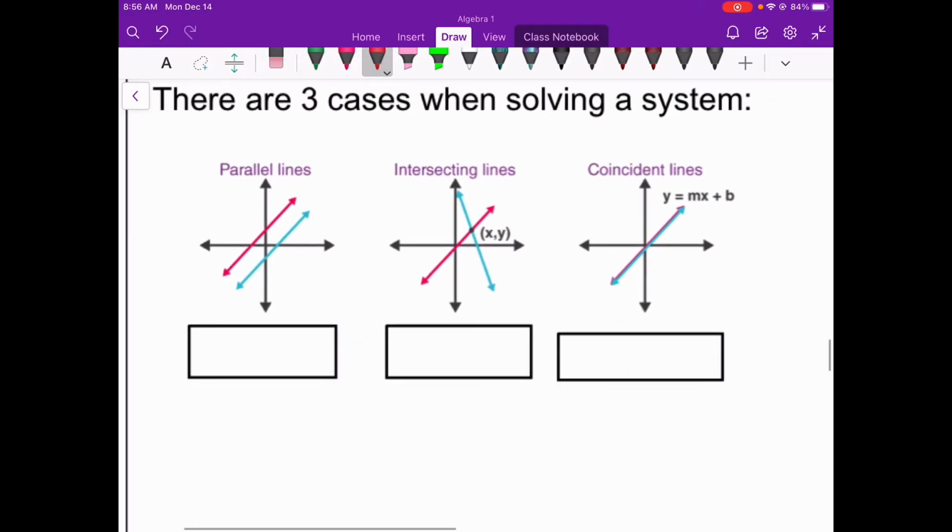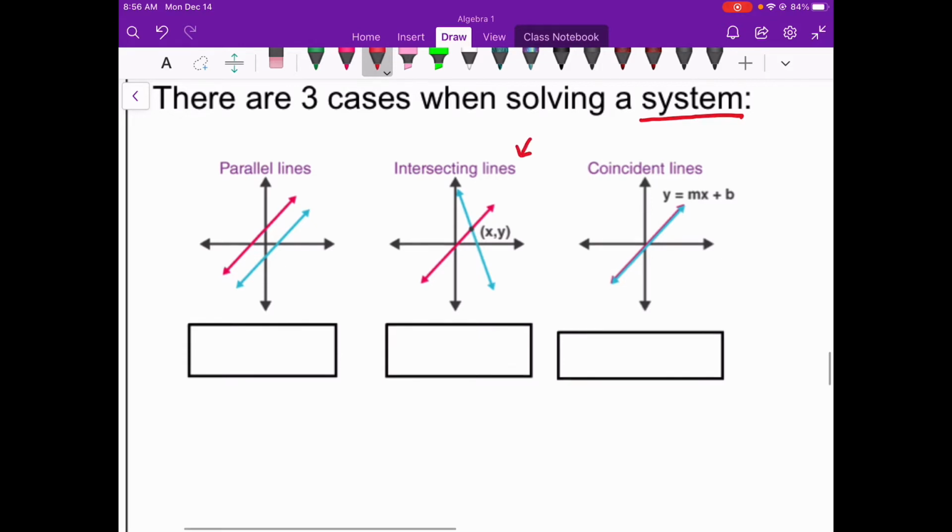A system for this class and for these sections deals with 2 equations that basically work together. They have a solution together. If we look at the 3 different cases that you might get, you might have 2 lines that intersect. In that case, the solution is just the point at which they touch each other, where they intersect. So we would say there's one solution there, whatever that coordinate is, x comma y.